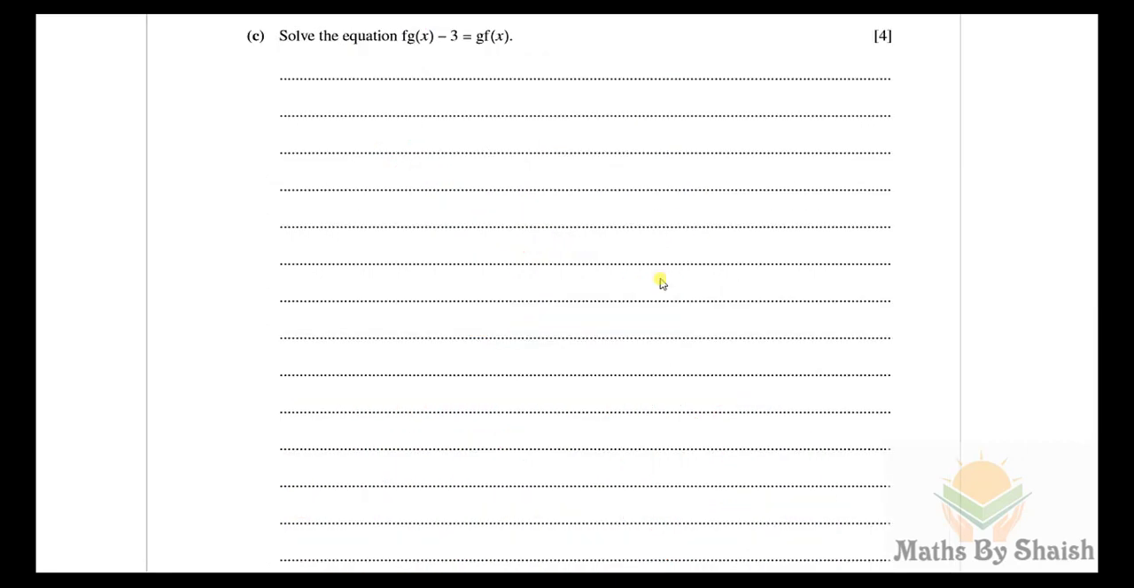Here is the C part. Solve the equation fg of x minus 3 is equal to gf of x. So we'll write first of all what was f of x. f of x is x square plus 3 and g of x was 2x plus 1. So we are going to use a composite function and we'll write the left hand side f of g of x. So it is going to be square of the input, that is square of 2x plus 1, plus 3 and minus 3 as it is, because there is minus 3 here, and g of f of x, g of input, so 2 times input, which was x square plus 3, plus 1.